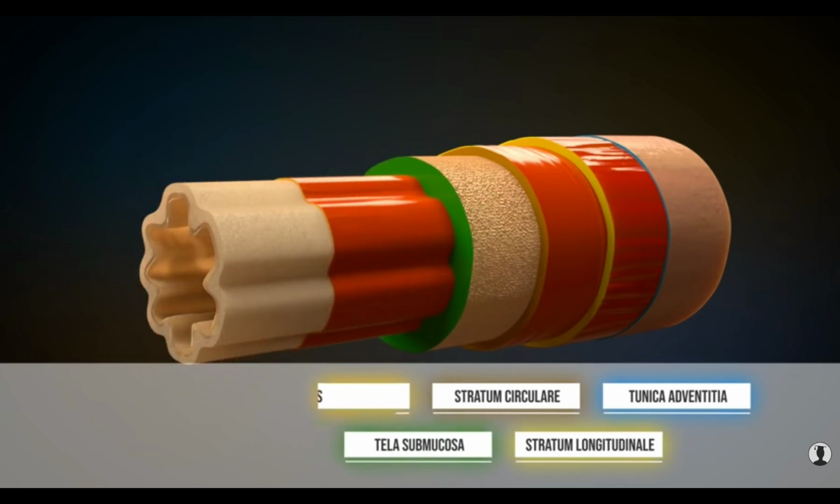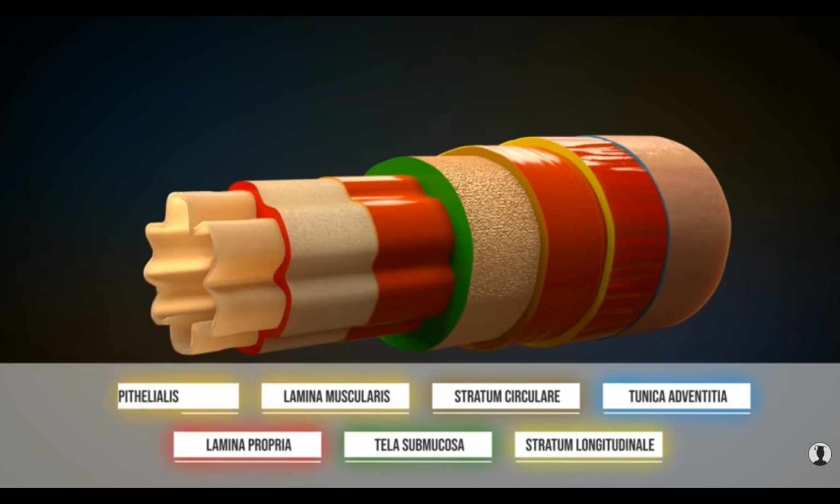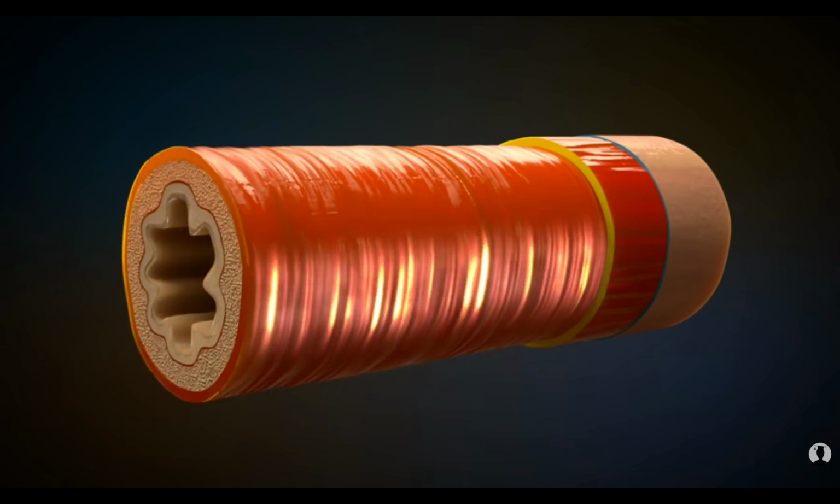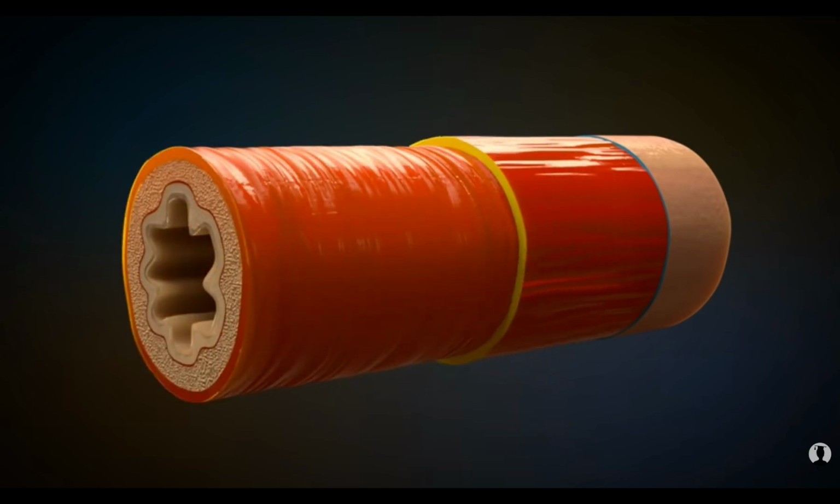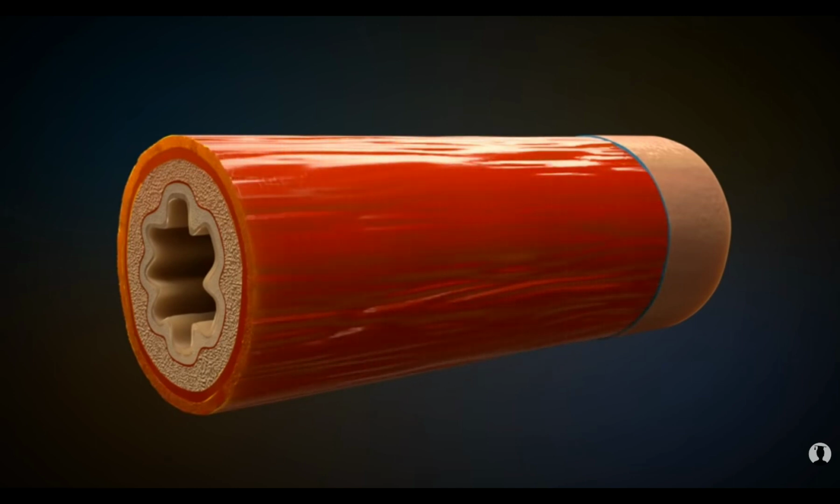These layers occur throughout the entire digestive tract. The two outer muscle layers are responsible for peristalsis. Through these two muscles, the bolus can be transported from the mouth to the stomach, even if the person is standing on his head.